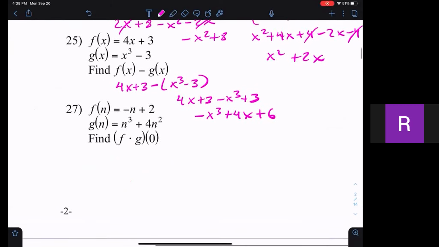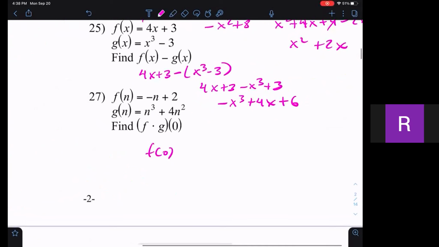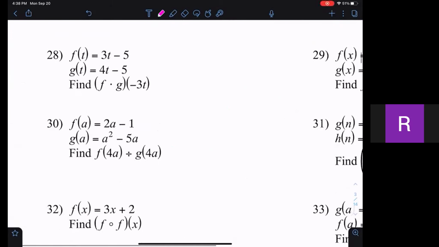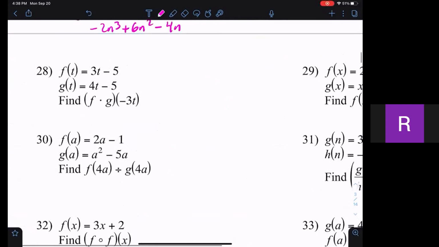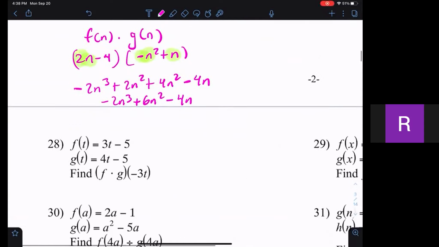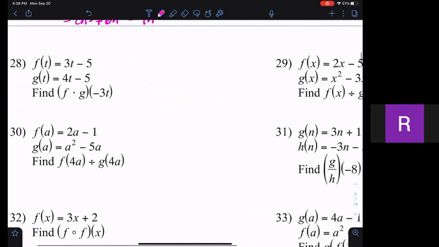Next. F of 0 times g of 0. Okay. So what is f of 0? Just put 0 in the function. So that's going to be 2 times g of 0. It's 0, 0. Right. So it's going to be 0. If you plug each in the function, then you multiply, you will see that it's 0. So this is basically the same thing as this, right? You can play around with this. I'm not doing that.